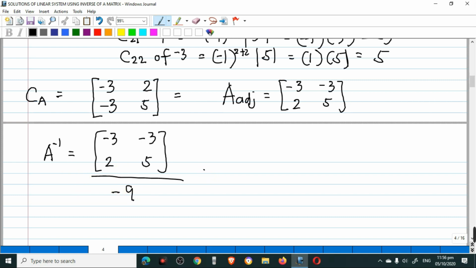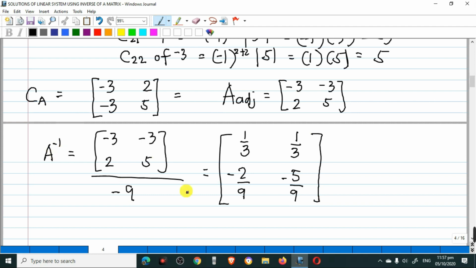And proceed sa simplification. This is now equals to negative 3 divided by 9, that is positive 1/3. Okay? Same thing, this is positive 1/3 also. And we have negative 2 over 9. And we have negative 2 or negative 5 over 9. This is the inverse of the matrix. Diba? Ito yung inverse natin.